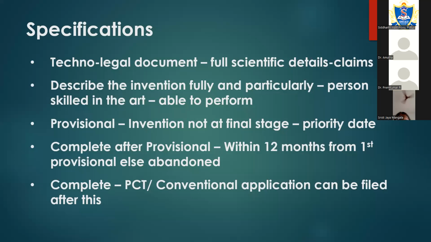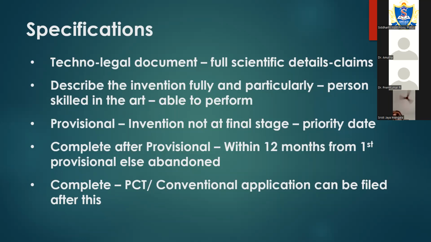Provisional is the one where, suppose you are going to file today, and in the next 6 months you will complete a part of the experiment. So part of the invention will be completed, and it can be applied to claim the priority date. When your invention is not at the complete stage, then you can go with the provisional. The provisional application or specification is mainly filed to claim the priority date.